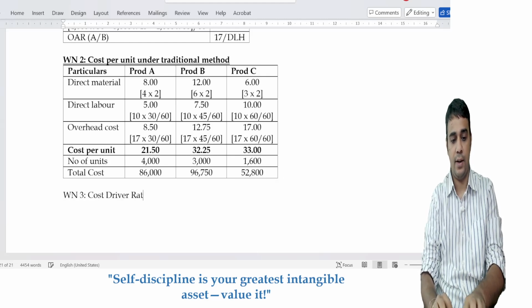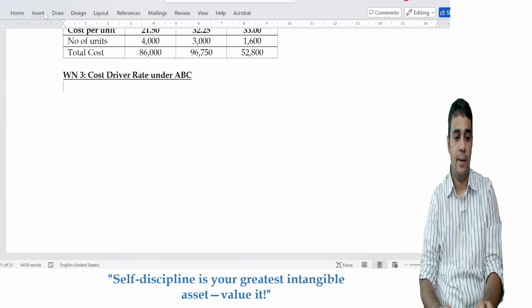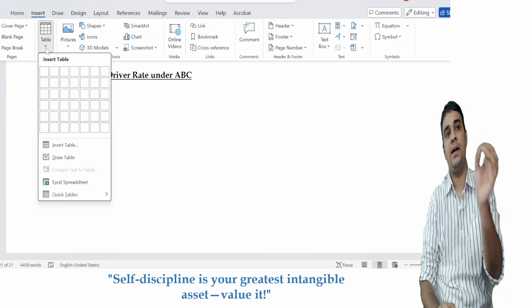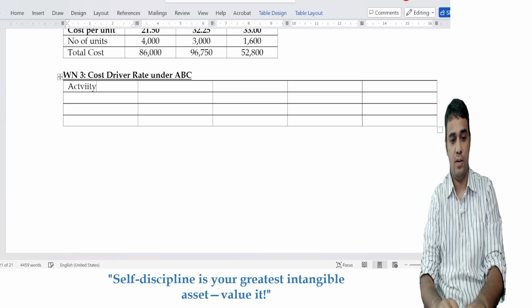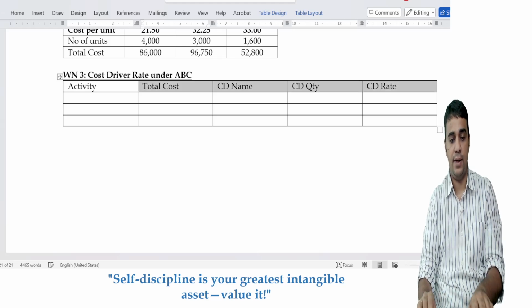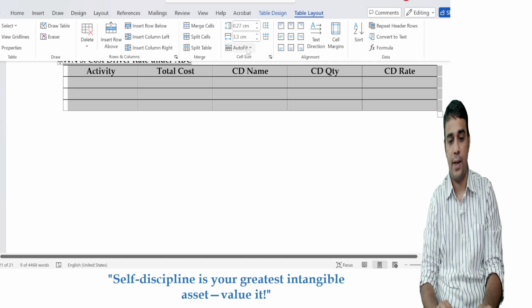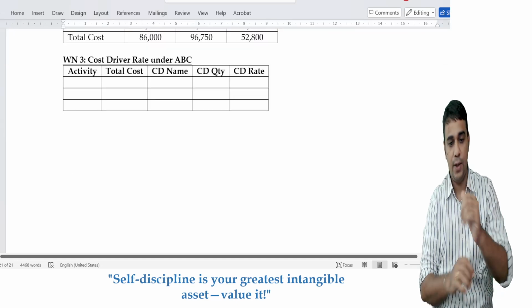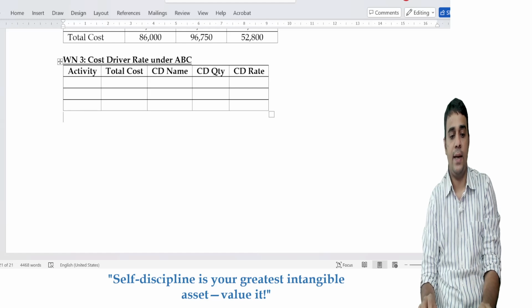Cost driver rate under ABC. 5 columns: activity, which is whatever is in particulars, row wise; total cost; cost driver name; cost driver quantity; cost driver rate. I don't want you to write anything else, just the format. You can leave some 5 lines gap.